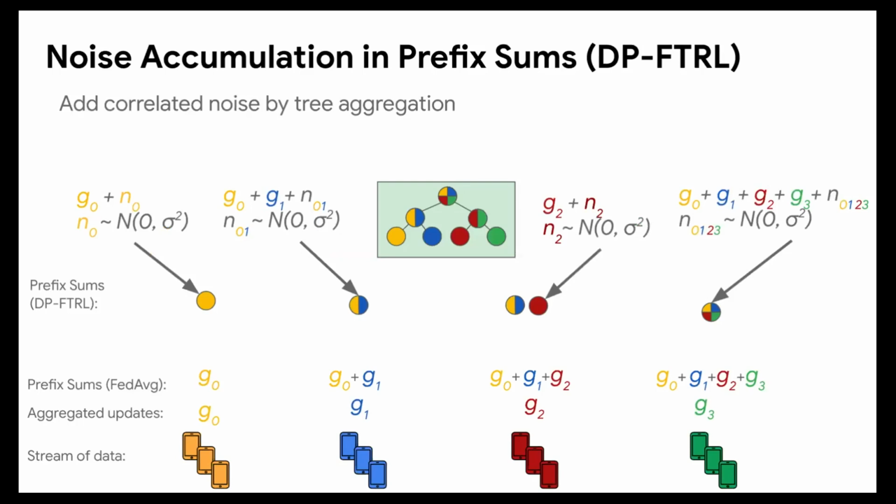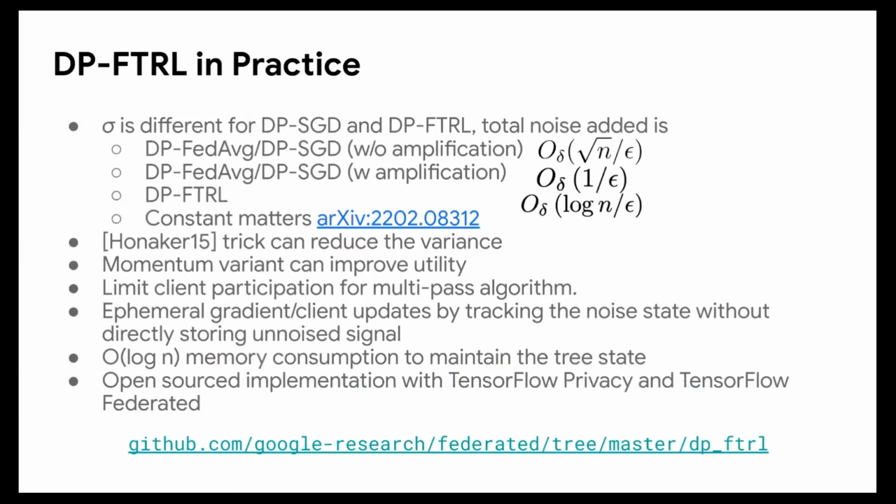And one observation is that with this tree structure and adding correlated noise like this, in a particular round, some of the noise added in the previous rounds will be canceled out. That's a very simplified version, just to give you some intuition.